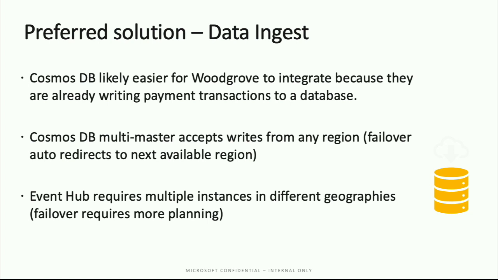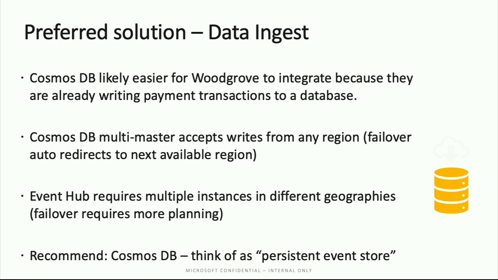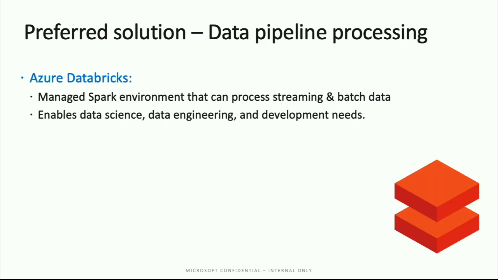For something very important like a payment transaction processing system, where you need really high availability and cannot afford any downtime, multi-master capability could work in their favor and hence could be a good fit for the ingest piece. And like I said, it's a little more difficult to host Event Hubs in different geographies versus just setting up Cosmos DB. Maybe this is coming from a biased opinion, but we proposed Cosmos DB as a persistent event store, though Event Hubs, Kafka, or the other solutions could work equally well.